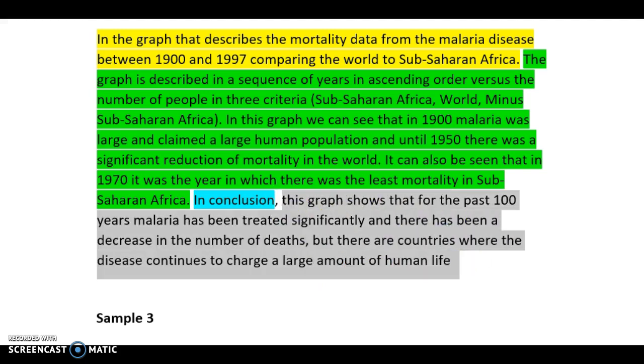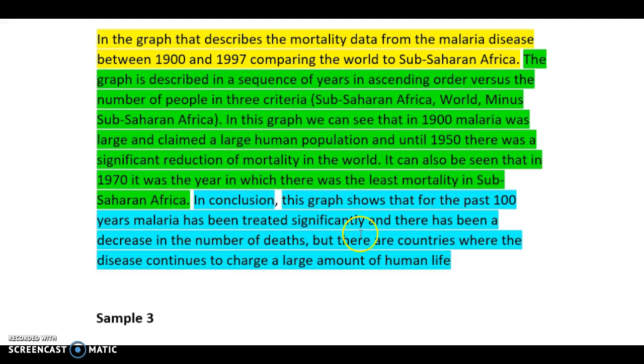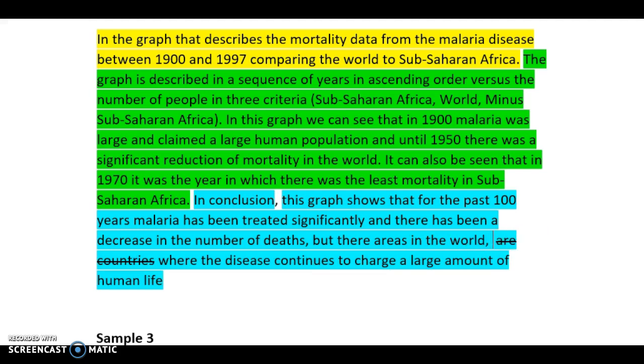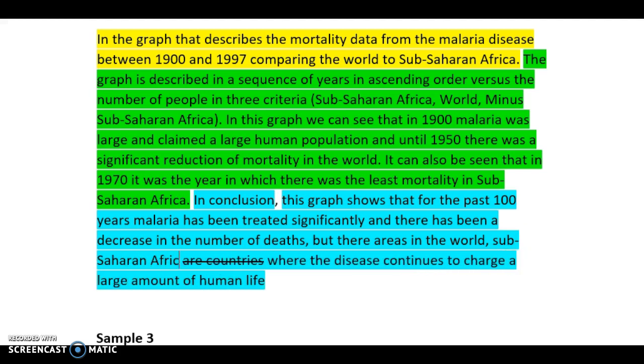So here we have, but what are we missing? What countries? It's not really countries, but we could write something different here. Here we could say there are areas in the world, but specifically sub-Saharan Africa, where the disease continues to take a large amount of human life. So what do we need to be here? We need this to be more specific. And what we have is a very good paragraph.